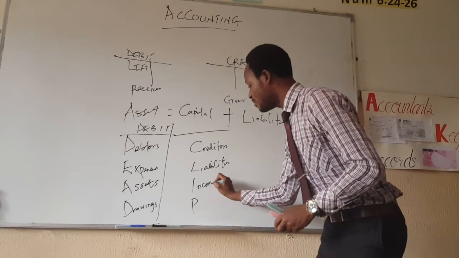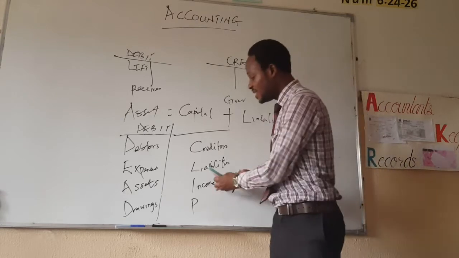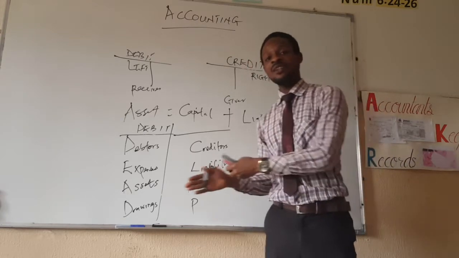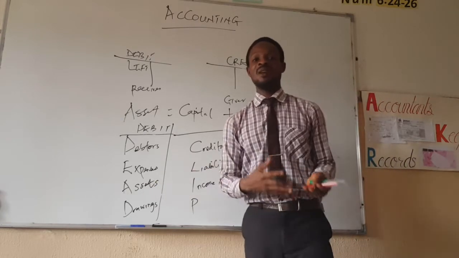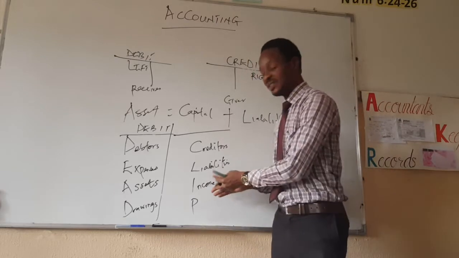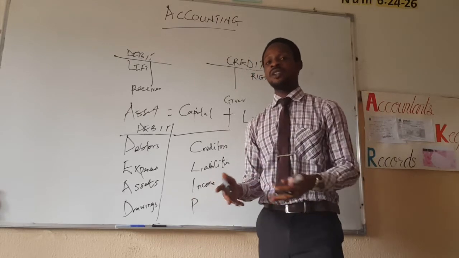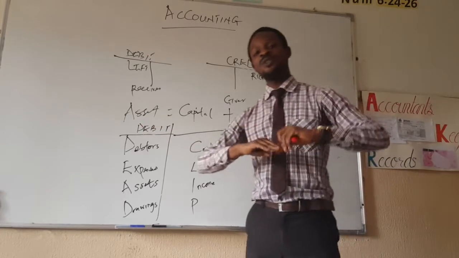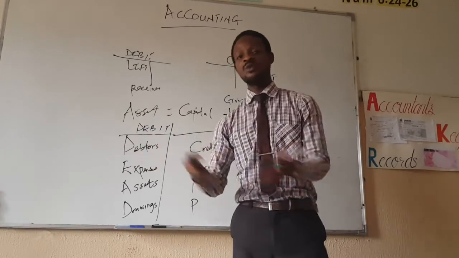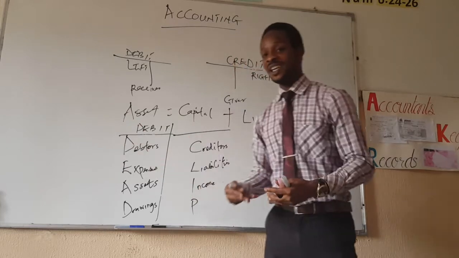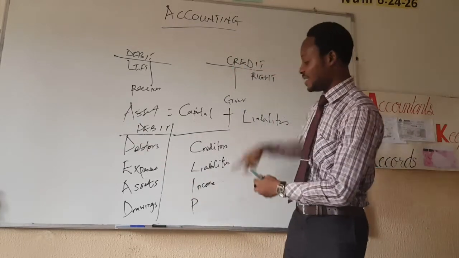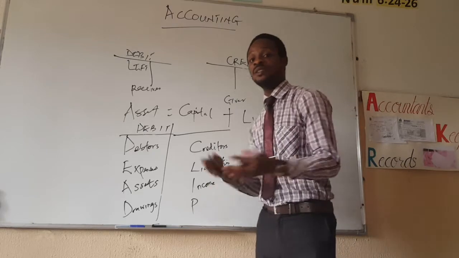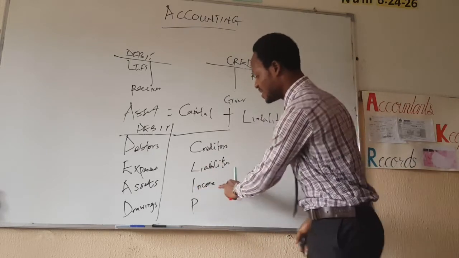All income will be in the credit side. Why should income be in the credit side? Because income, like sales of the business, for instance, when you sell goods, you earn income. At that point, your goods go out. When goods are given out, then you credit the right hand side. So all income, including sales, will be in the credit side.